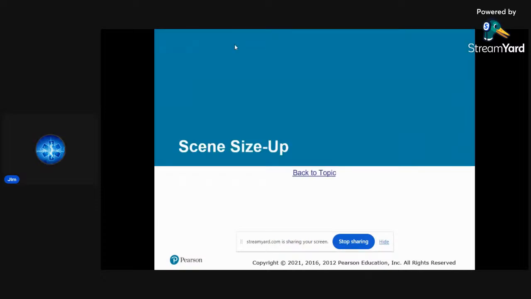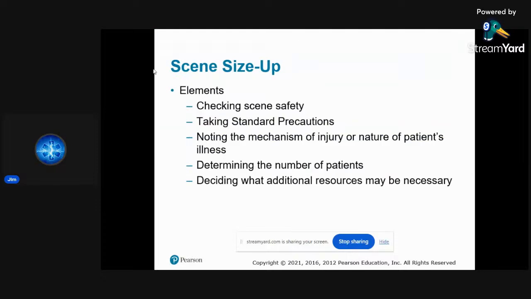Okay, scene size up. You have to remember that scene size up starts way before you even get on the scene, right? It starts from dispatch. You're going to get information from your dispatcher, and you start doing your scene size up, start thinking ahead. Is this going to be a mechanism of injury? Is it going to be a trauma? Is this going to be a medical call? Are there possible hazards? Maybe we've been to this place before and we know there are possible hazards, and on and on. So it starts with the scene size up, the elements.